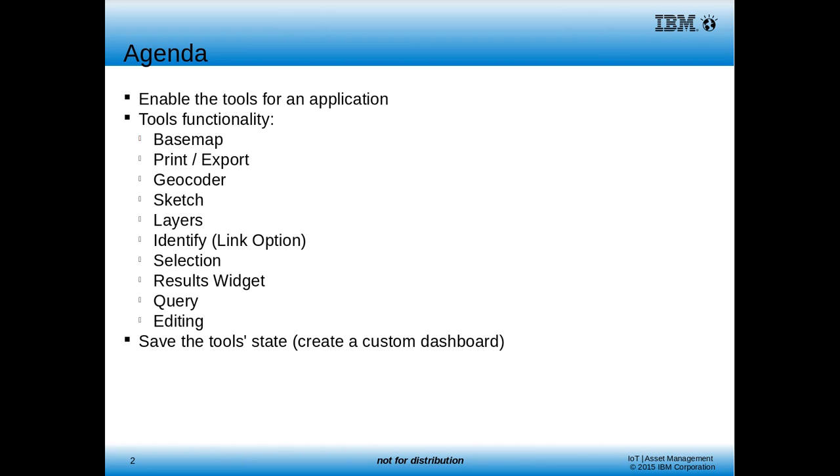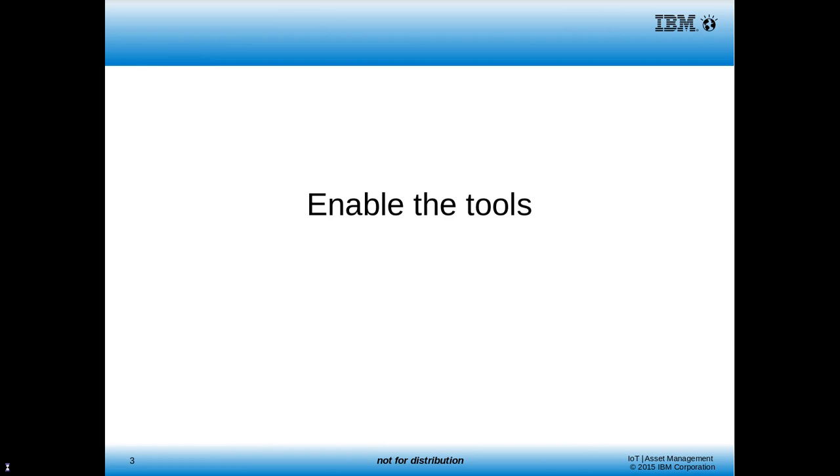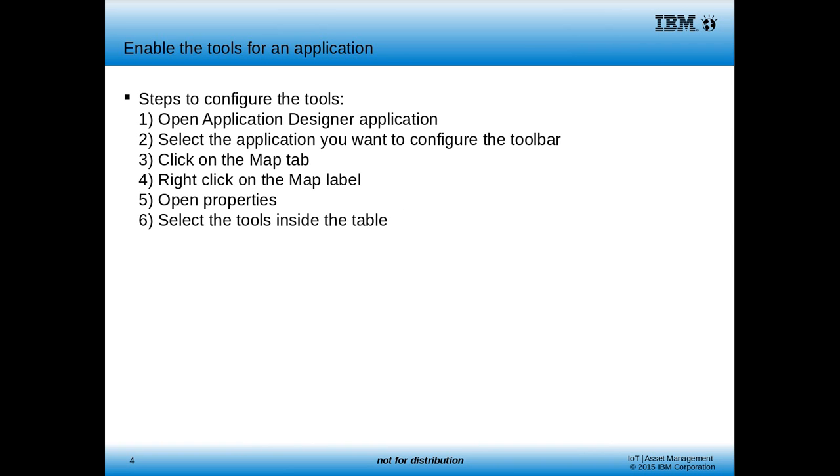So now it's possible to set up some tools. You can enable, disable layers, you can create your own configuration, and when you leave the map tab, all this configuration will be saved in the database. And when you come back to the map tab, all the configuration you have saved will be available for you. Okay, so let's jump to the first topic, how to enable the tools.